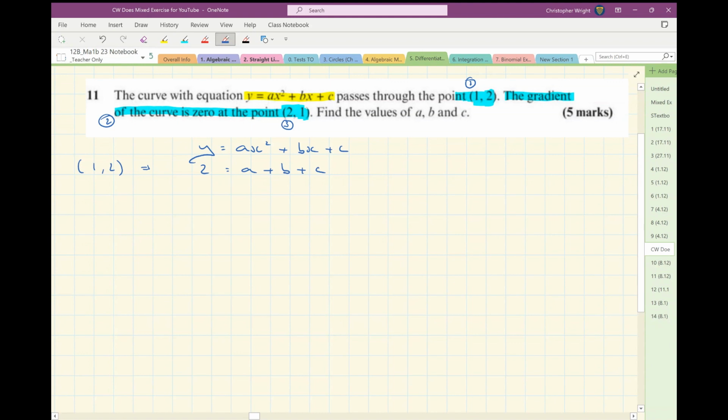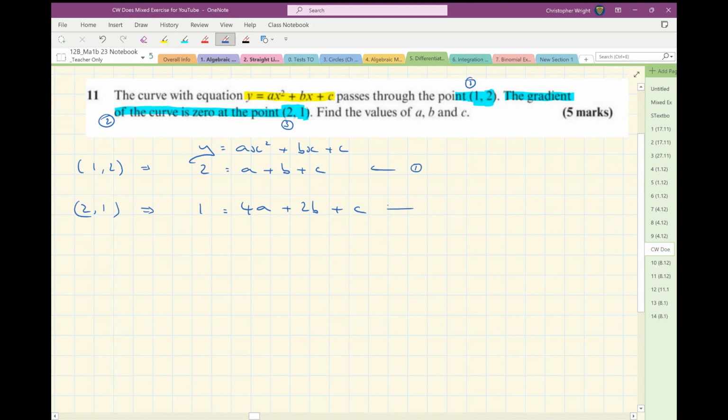Okay, we also know that the curve passes through the point 2, 1. So I know that when x is 2, y is 1. So that gives me this equation here. In there, I've substituted in x is 2, and hence I've got 4a plus 2b plus c, and I know that that gives me a y value of 1. Okay, so that's the second equation.